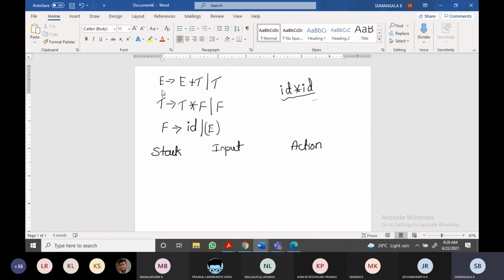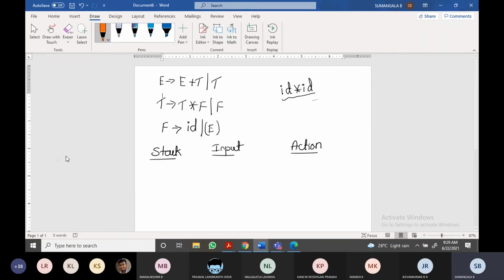That means in the action part you will mention which step you performed. You have 4 actions: shift, reduce, accept and reject. So initially you need to assume the stack. In the stack you assume the dollar symbol, indicating that it is the empty stack initially. Now in the input buffer you take the entire input string which needs to be parsed.